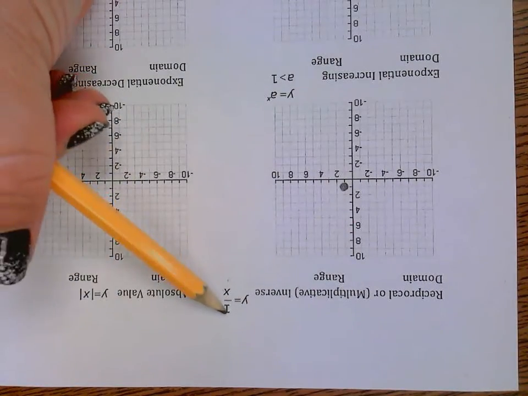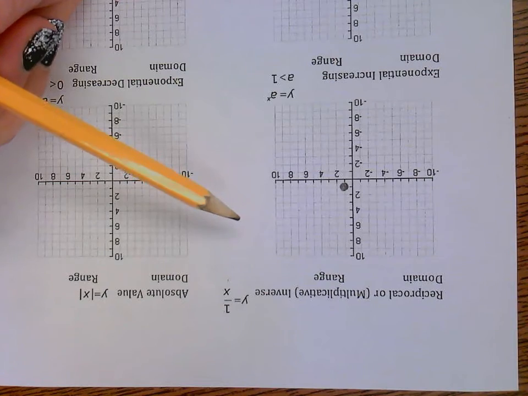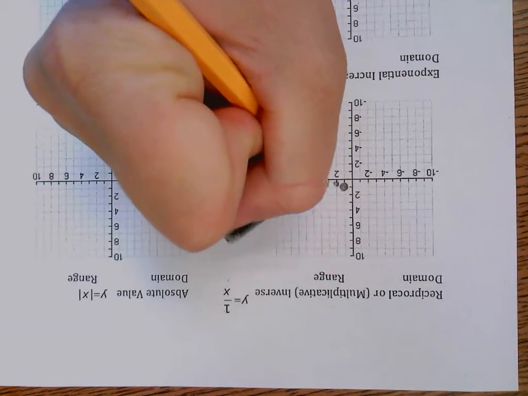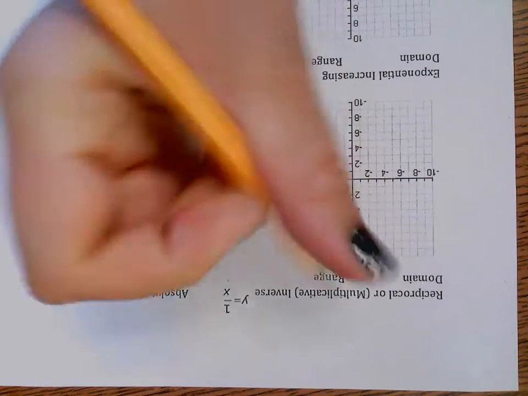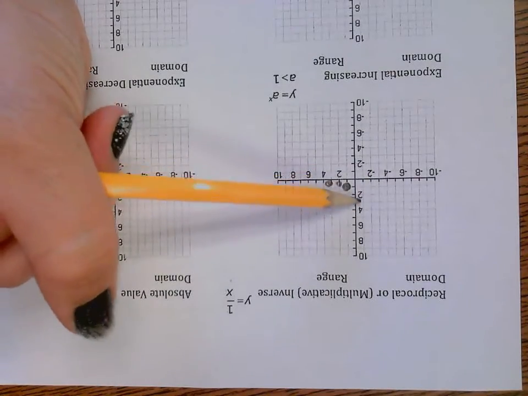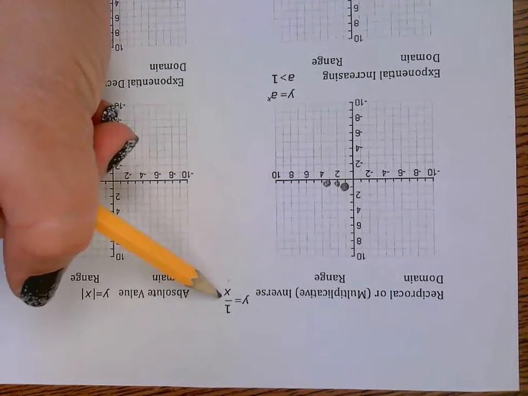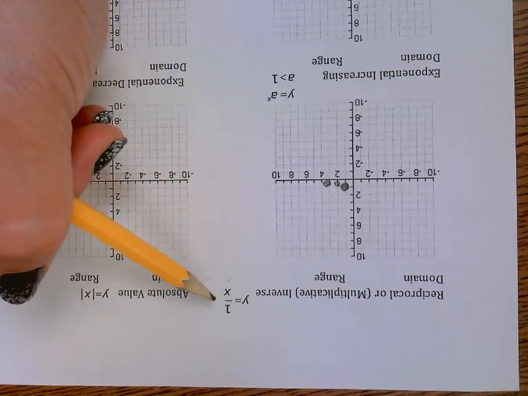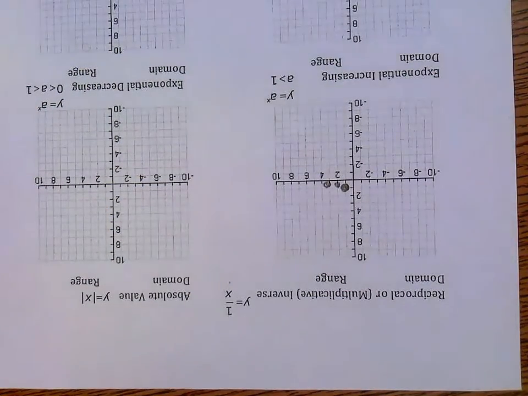What's 1 divided by 2? A half. What's 1 divided by 3? A third. So this is going to get smaller and smaller and smaller. And then there's this special region of the graph. If you plug in a fraction, like if you plugged in 1/2, does anyone know what 1 divided by a half is?